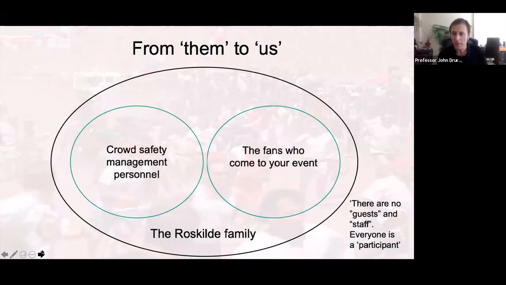Another way of doing the same thing is to say, okay, there are different groups here, but we're all part of the same family. There's a superordinate group. So let's move on to the response phase. That was the preparedness phase. Let's move on to the response phase.